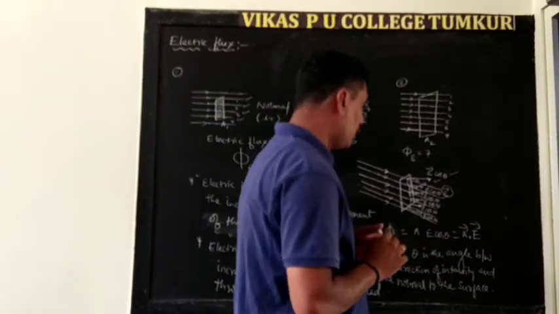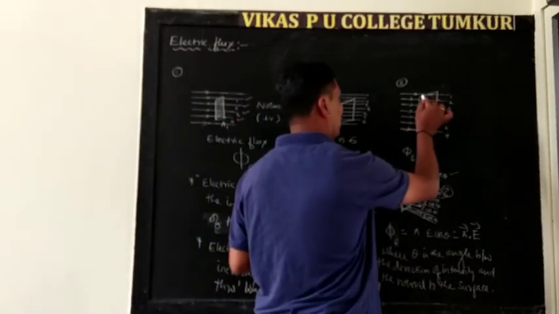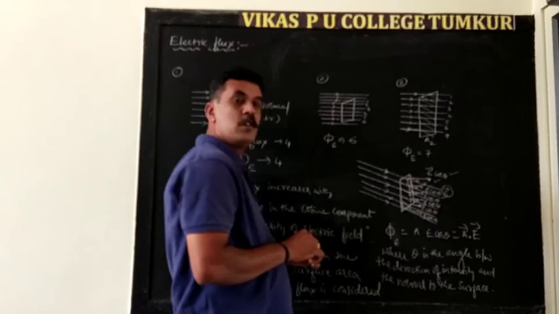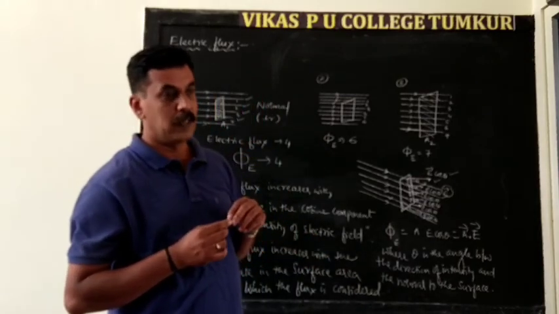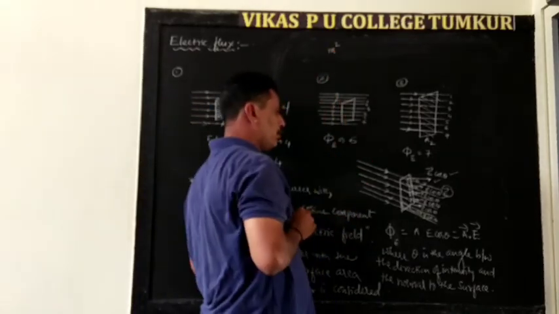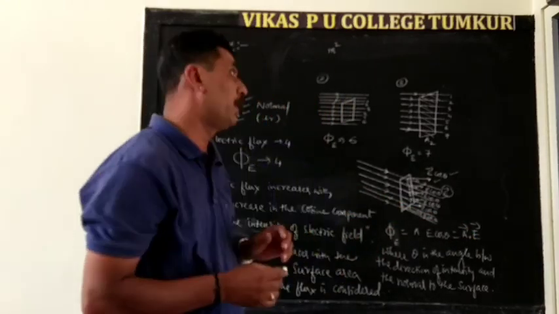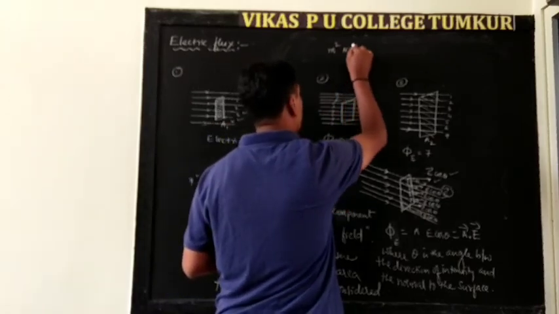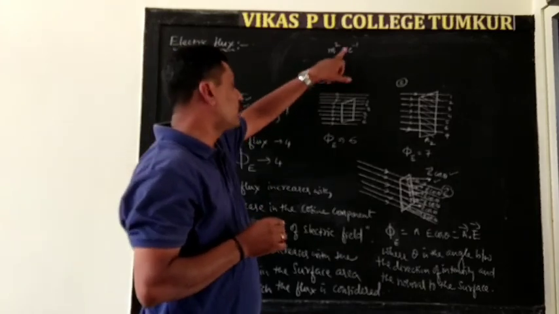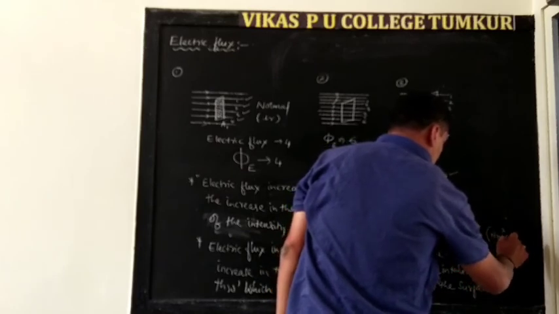Now the unit of electric flux. A is the area through which you are considering the flux, so the SI unit of area is meter square. Electric intensity: the unit is Newton per coulomb, because it is force per unit charge. So we combine them, and the unit is Newton meter square per coulomb.